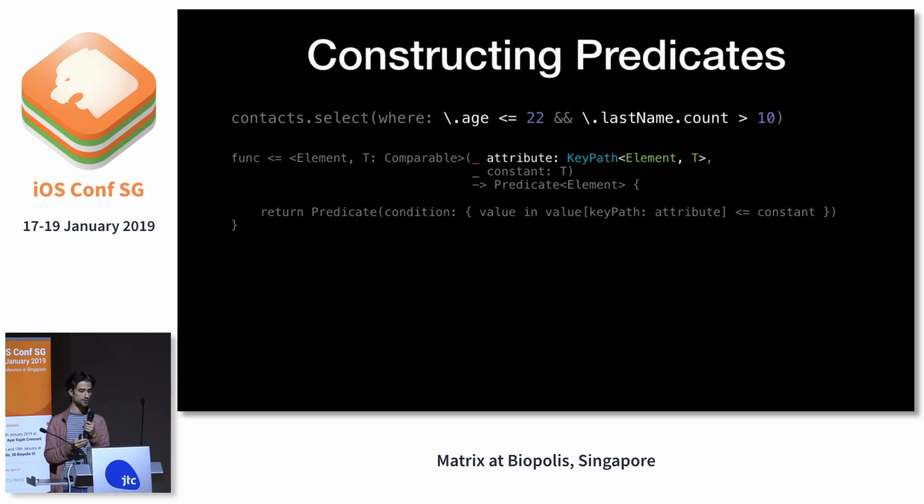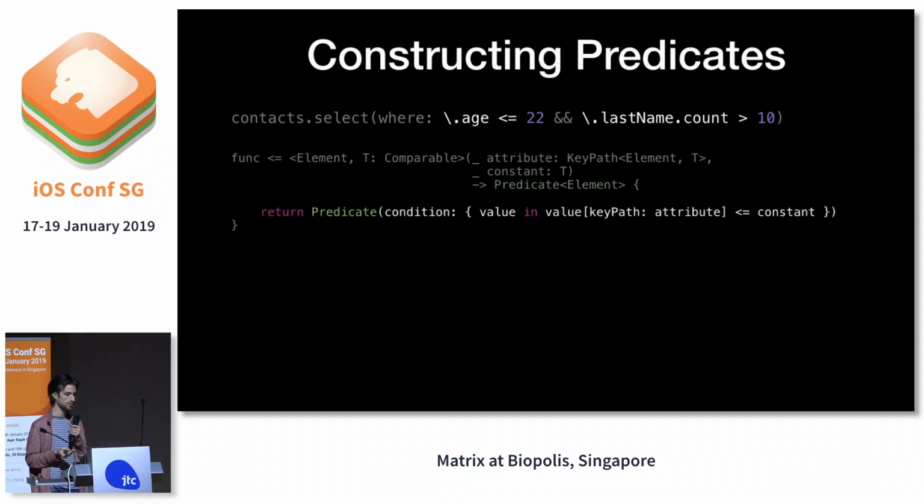So this is an operator, so it takes two arguments, its left-hand side and its right-hand side. The left-hand side is a KeyPath, as you can see. It's the age KeyPath. The right-hand side is a constant. It's the integer 22 here. And of course, since I said that I am using this function to build a predicate, it's going to return a predicate.